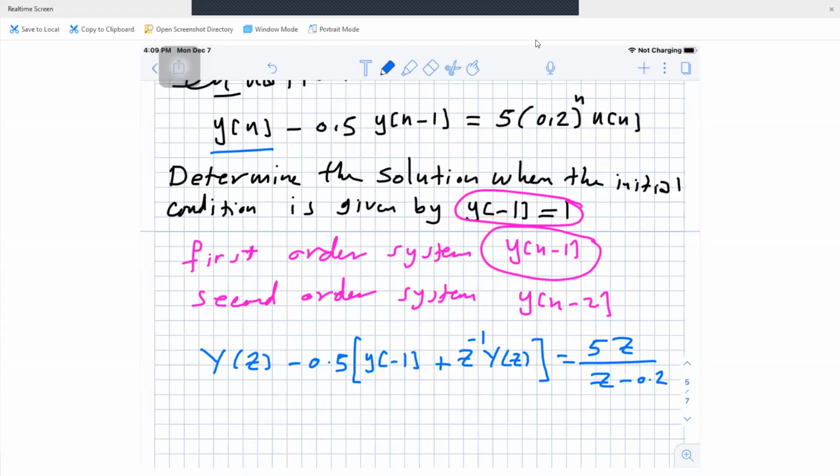We said that in the second step, we are going to substitute the initial conditions into the equation. So the initial condition, as you can see, is y of minus 1 equal to 1. So the equation becomes Y of z minus 0.5 multiplied by 1 plus z to minus 1 Y of z equals 5z over z minus 0.2.